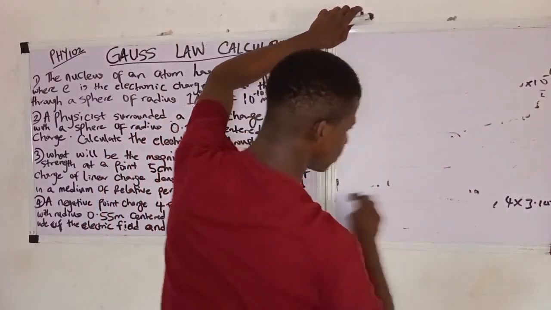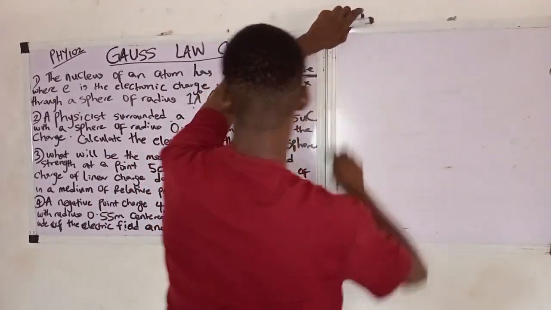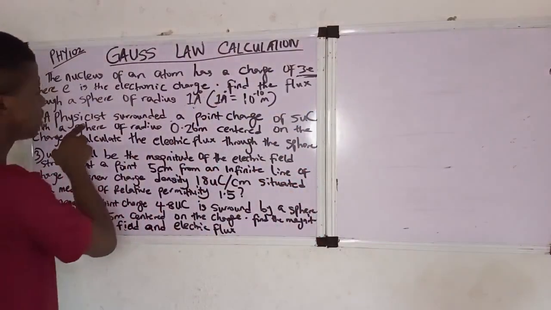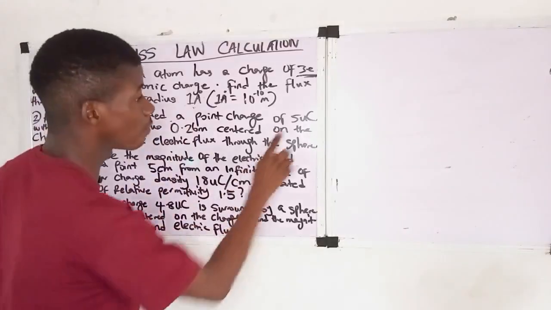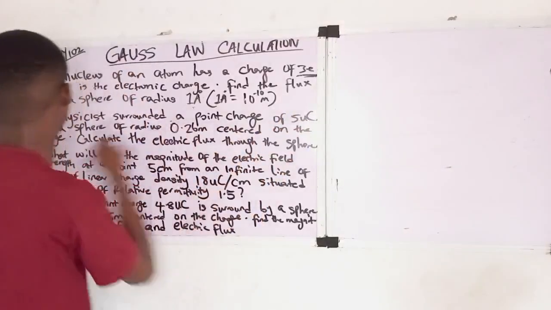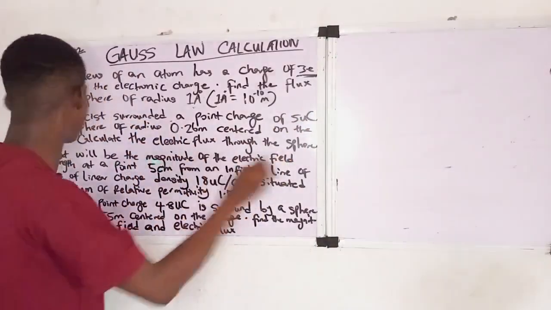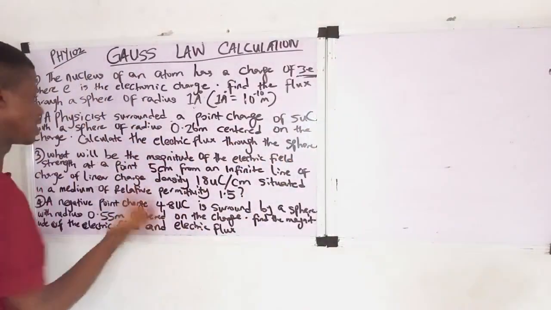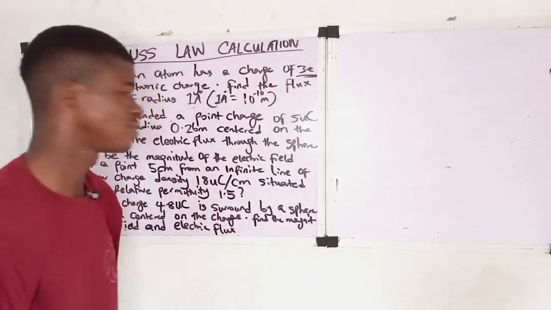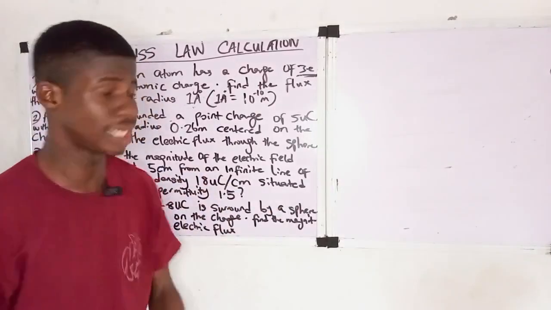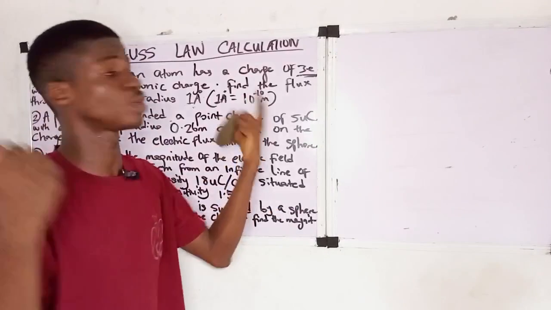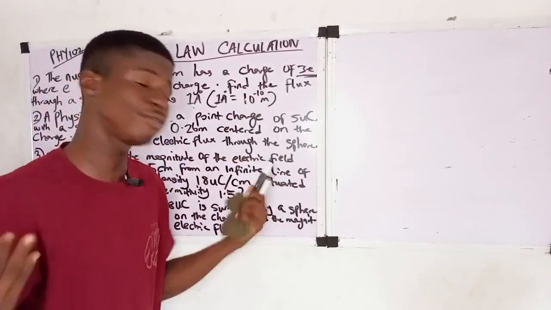Question 2. They said a physicist surrounded a point charge of 5 microcoulomb with a sphere of radius 0.26 meters centered on the charge. Calculate the electric flux through the sphere. The same question again. Now, what are they telling us to look for? They are telling us to look for electric flux.